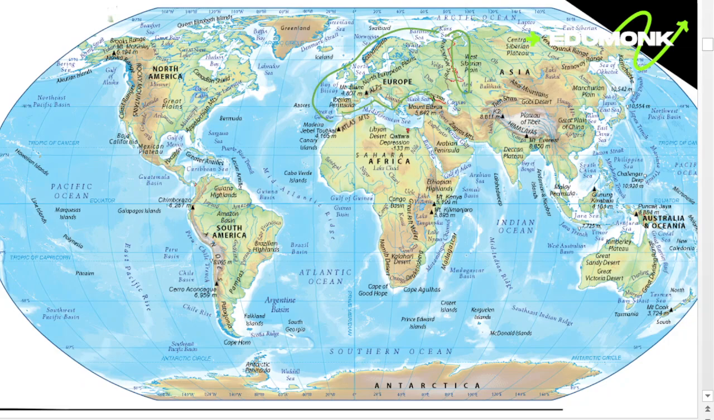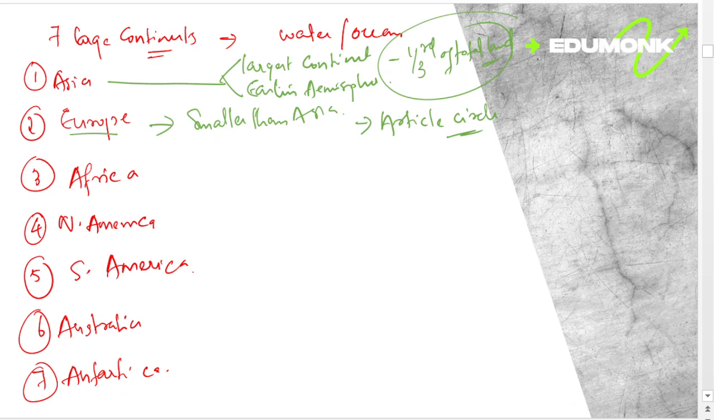Then Africa. Africa is the second largest continent after Asia. Africa lies on the northern hemisphere, and it is the only continent through which the Tropic of Cancer, equator and Tropic of Capricorn are passing. Then we will go to North America. It's the third largest continent in the world.